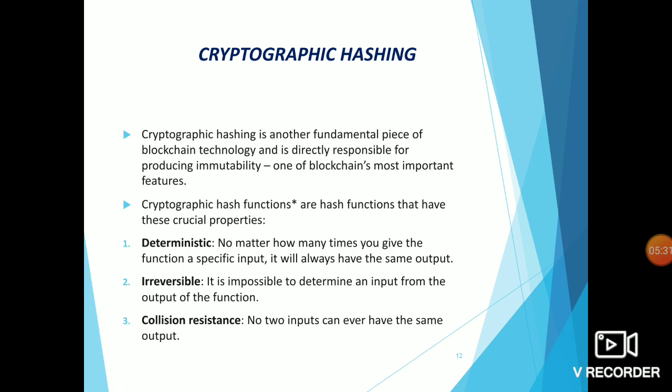Number one, deterministic. No matter how many times you give the function a specific input, it will always have the same output. Number two, irreversible. It is impossible to determine an input from the output of the function. Number 3, collision resistance. No two inputs can ever have the same output.